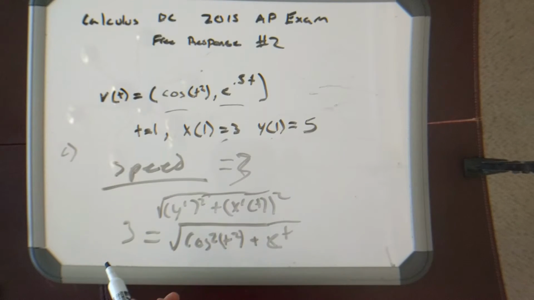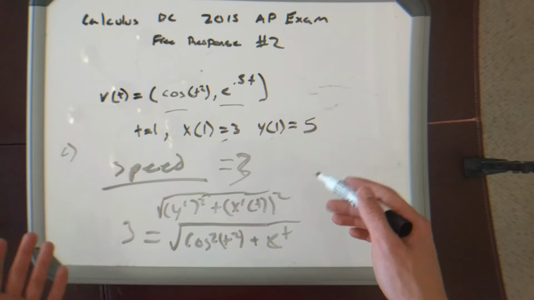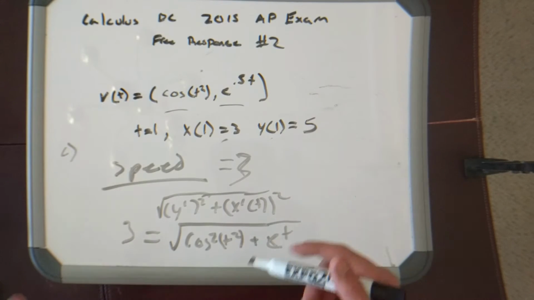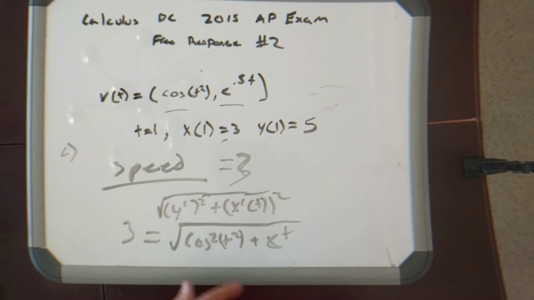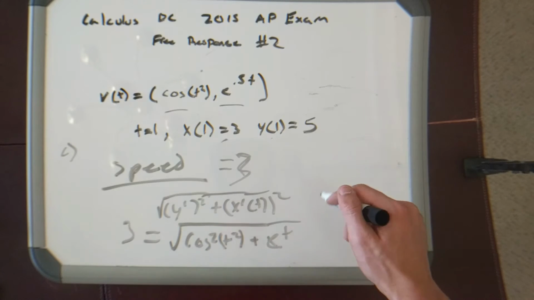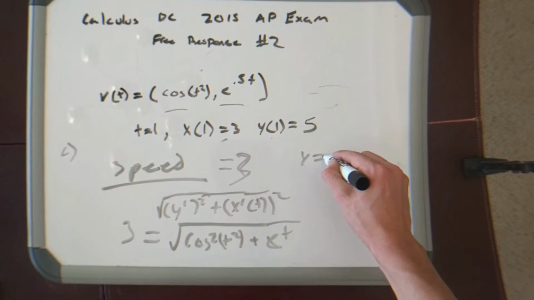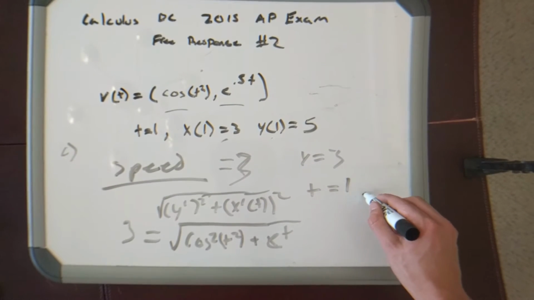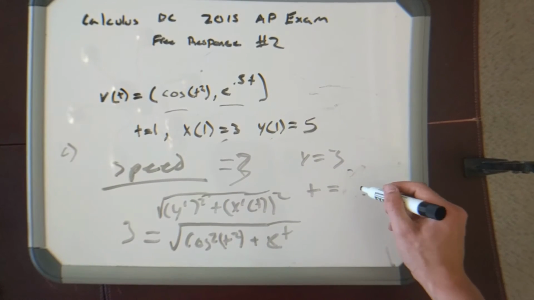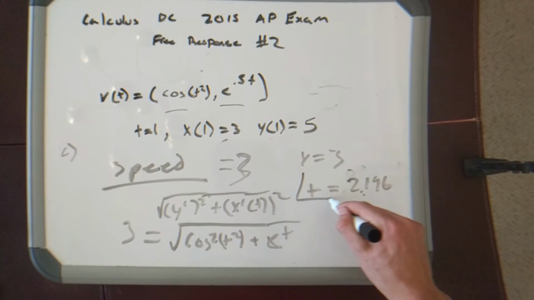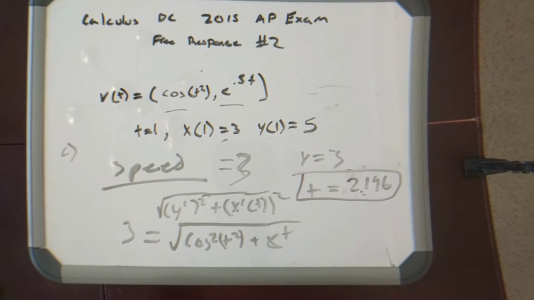So using the same method of plugging this equation into the y equals part of your graphing calculator and finding when the y value is equal to 3. That method really works well for this problem because this would be terrible to figure out. You plug this all in and you find that when your y value is equal to 3, your t value is equal to 2.196. So that's how you can find at what time the speed of the particle is equal to 3.